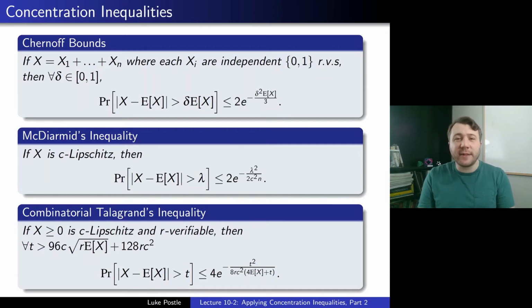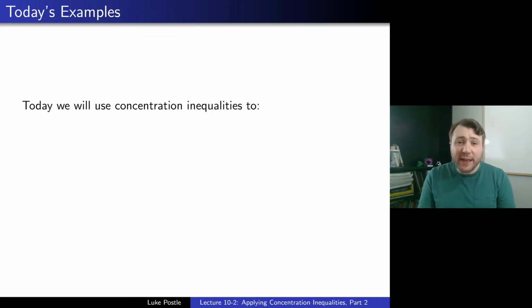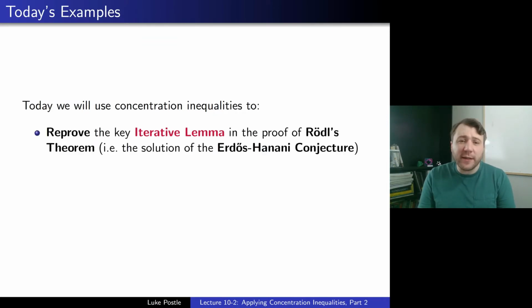Last time we had used Azuma's and martingales. Today we'll just be focusing on non-martingales, so using these functions. Our plan for today is to use concentration inequalities to reprove the key iterative lemma in the proof of Rödl's theorem, which was the solution of the Erdős-Hanani conjecture, so about asymptotic designs. Again, that was the introduction of the Rödl nibble. We're just going to be doing the nibble part, not reproving that the nibble succeeds.